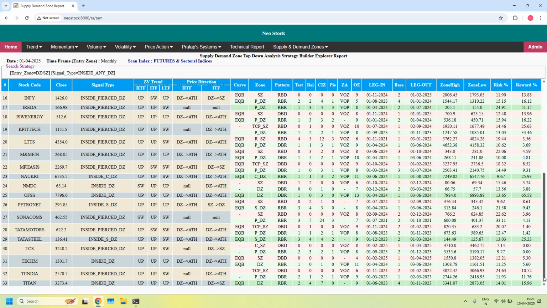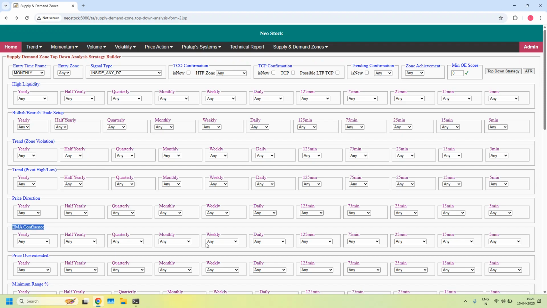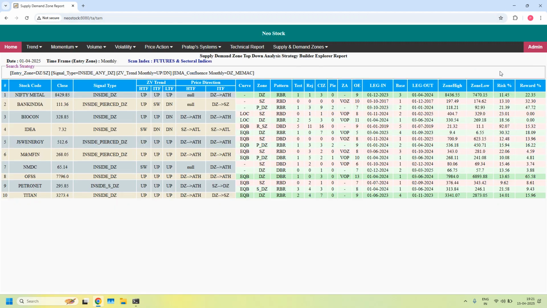Total 33 stocks are filtered. We can further filter this list based on the monthly demand zone having monthly EMA Confluence. I am going back in the EMA Confluence at monthly. I am setting monthly demand zone with monthly EMA Confluence. Trend on the monthly should not be sideways. It can be up or down. With these filters, we got 10 stocks.